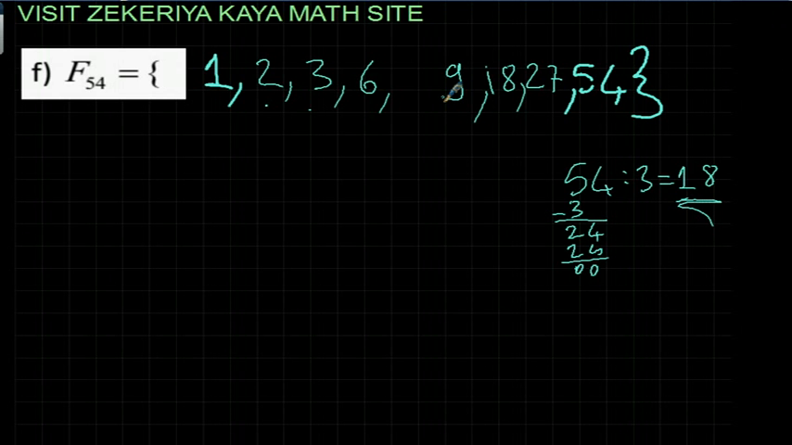After 7, 8. 8 times? 56 again. So after 8, we will come to the number 9 again. That means we finished checking. Whenever you reach the same number, you finished checking. Okay? So these are all the factors of 54. Do you remember? Inshallah, I hope that you remember. Okay? This is the way of thinking.